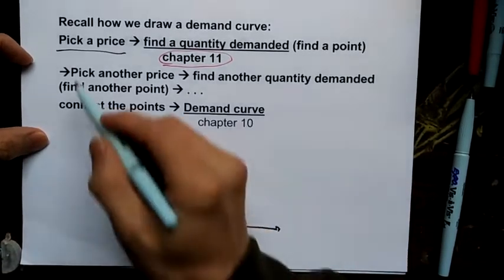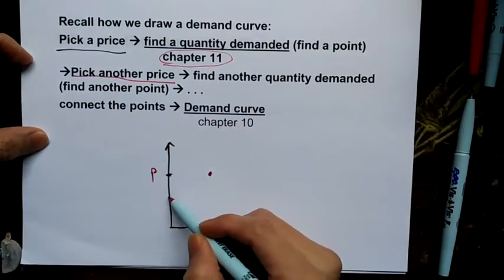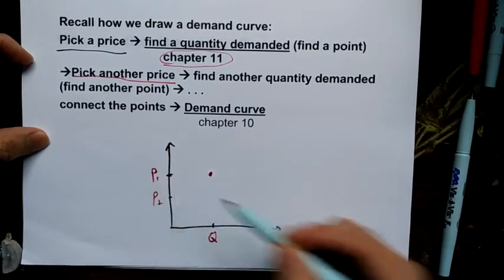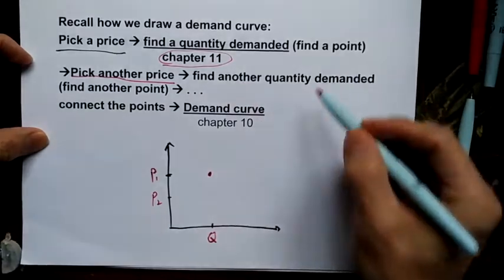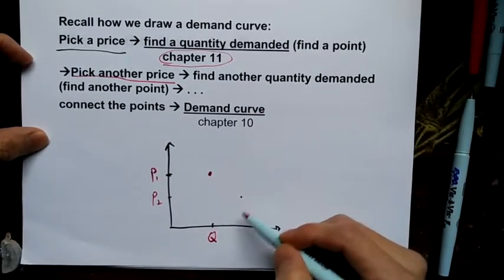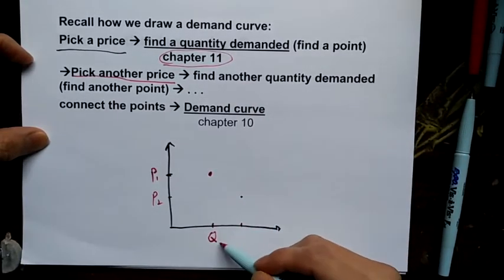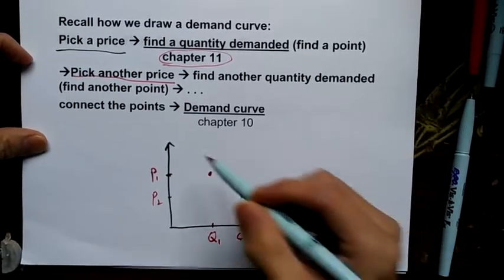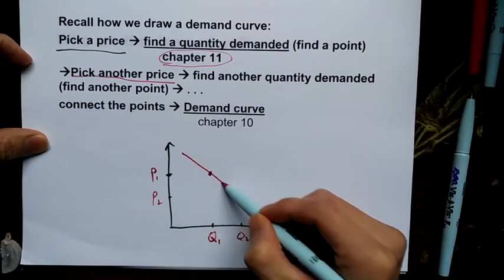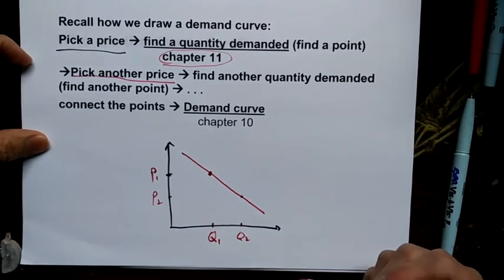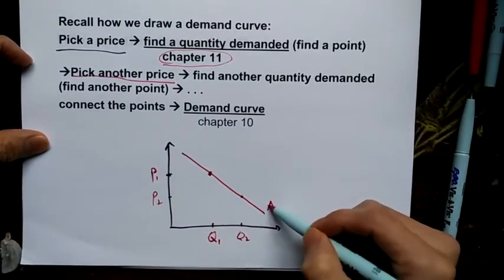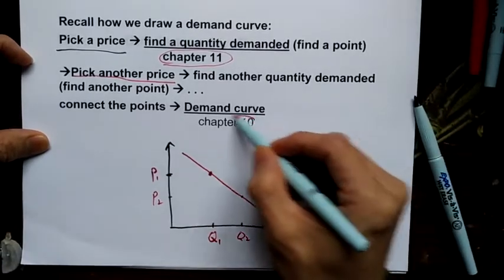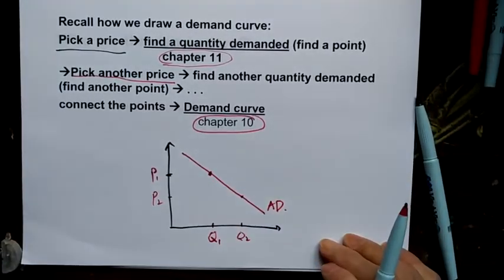And then we pick another price, and then find another quantity demanded. And then we connect the dots. Then we get the aggregate demand curve. We are going to do that in chapter 10.